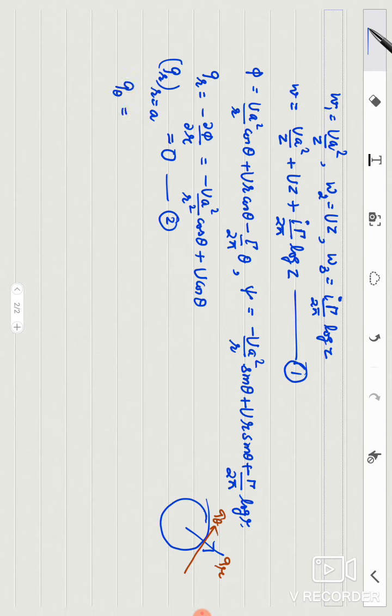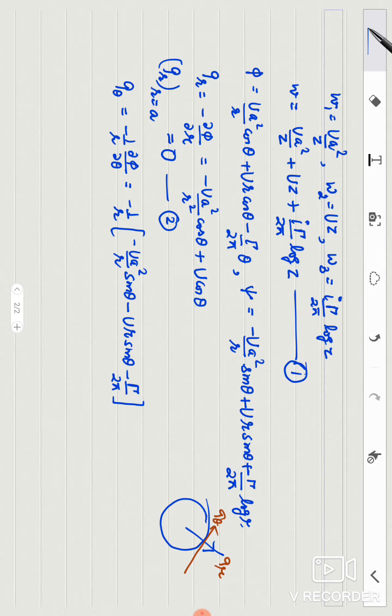Now what is Q theta? Q theta will also be calculated. It will be minus 1 upon R delta phi delta theta. So delta phi delta theta will be minus U A square upon R sin theta minus U R sin theta minus gamma upon 2 pi. This is Q theta, the transverse component of velocity, or tangential component of velocity.